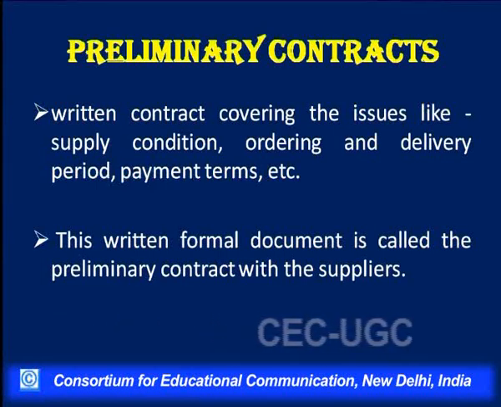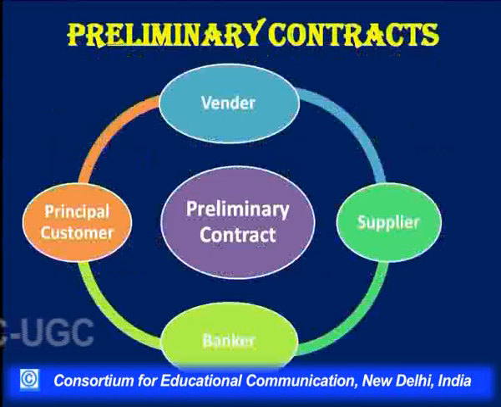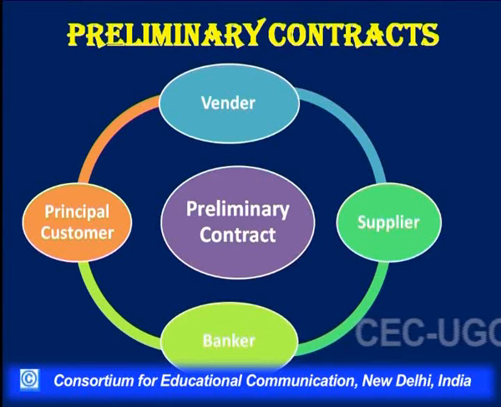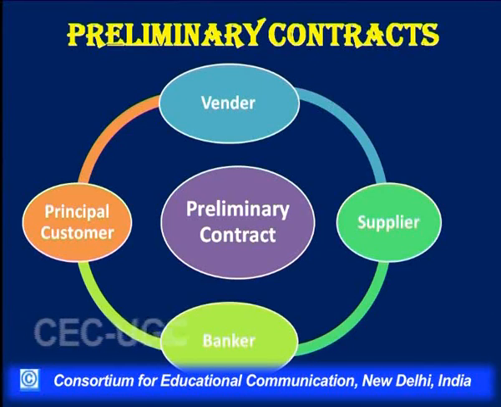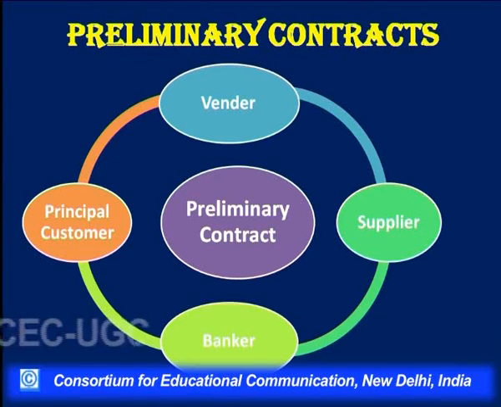This written formal document is called a preliminary contract with the suppliers. Let us look at the screen. These are the various preliminary contracts. You have to have a contract with the vendor, the contract with the supplier, the contract with the banker from where you will take the financial assistance, and you have to have a principal customer whom you are going to cater to. Now we will be discussing these one by one.